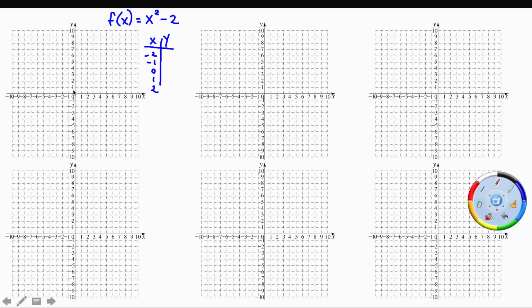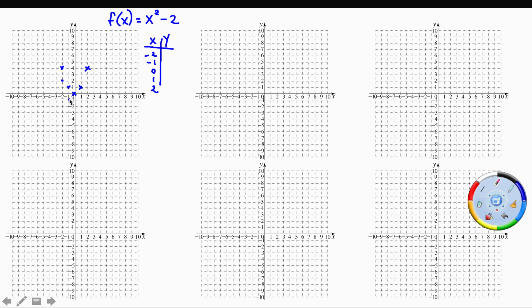So negative 2 squared is 4. Negative 1 squared is 1. 0 squared is 0. 1 squared is 1. 2 squared is 4. I want to be able to get those points very easily, very quickly. And then I'm going to take every one of those points and I'm going to move them all down 2 units. Now that's actually what I'm graphing, so I'm going to make that a point.